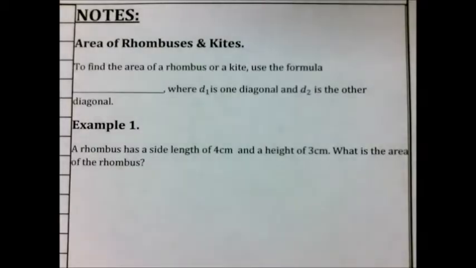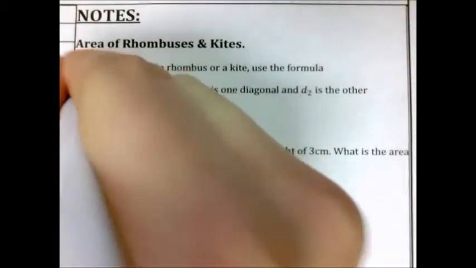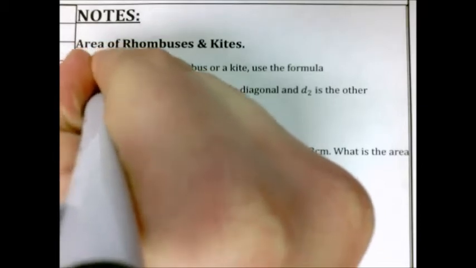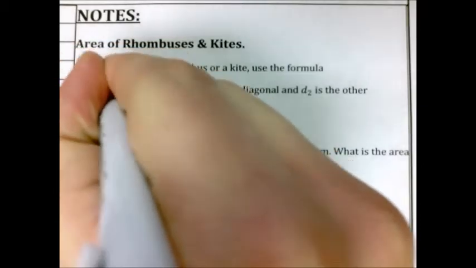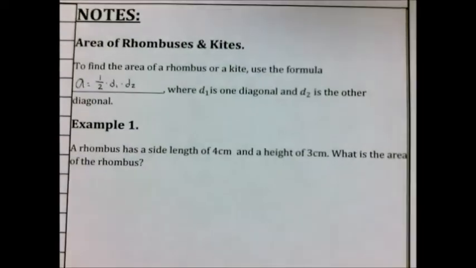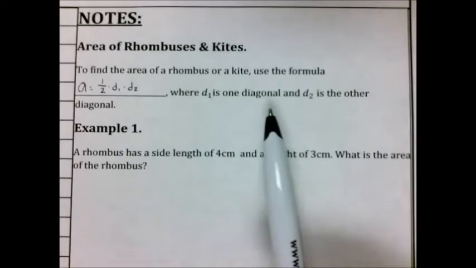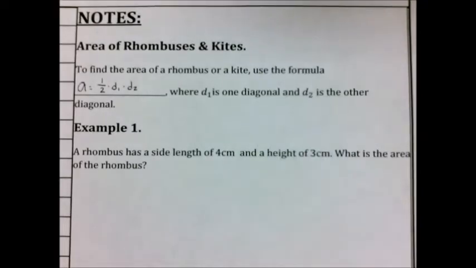Alright, so for the area of rhombuses and kites, we use the formula, and I'm going to go ahead and write this one down for you. The area is equal to 1/2 times D1 times D2. D1 is one of the diagonals in a rhombus or a kite, and D2 is the other diagonal in a rhombus or a kite.